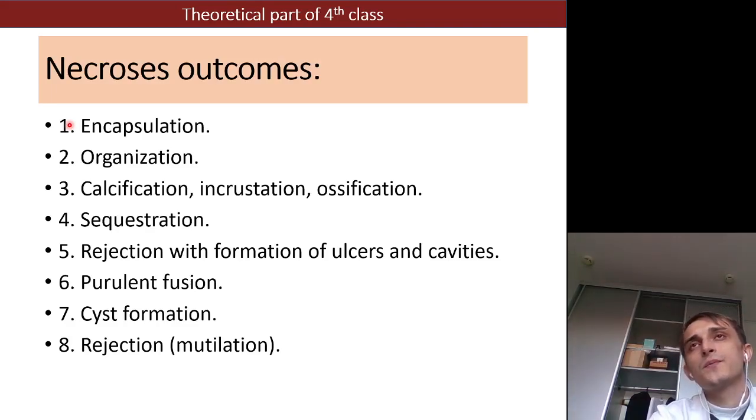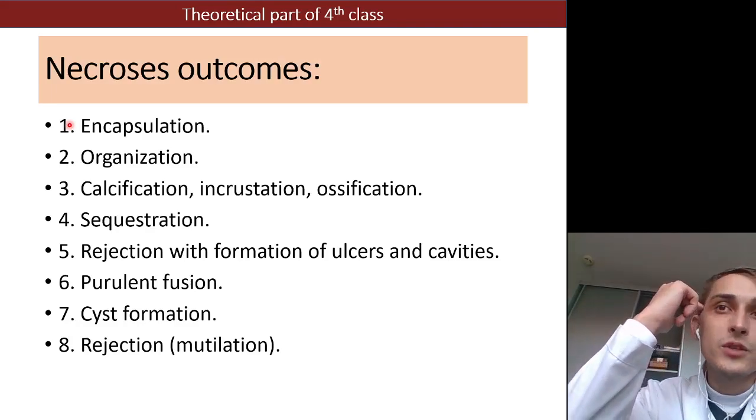So, sequestration we have already discussed today. It is a formation of fragments which couldn't be resolved by our organism, and formation of purulent inflammation here. The rejection with formation of ulcers and cavities is also unfavorable, most typical for lungs and for the gastrointestinal tract, for example. Here we will see formation of cavities in the lungs, so a decreased respiratory surface of the lungs, which will lead to breathing insufficiency, for example. Also, this formation may be associated with secondary bleedings.